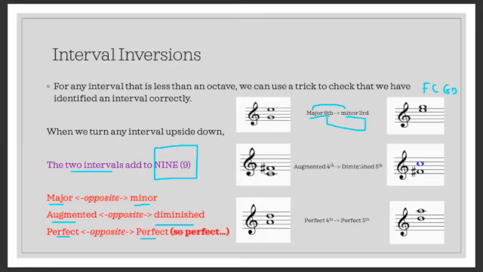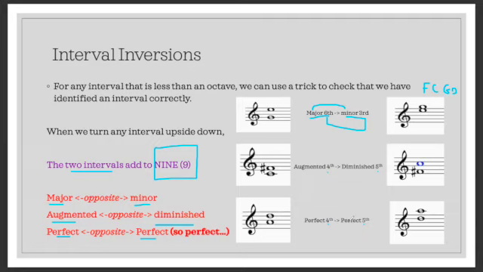So we flip that around, it becomes a diminished fifth. This here, A to D, is a perfect fourth. We flip it around, it becomes a perfect fifth. So 4 plus 5 equals 9. Augmented, diminished are opposites, and perfect, well, it just stays perfect, really, when you invert it.